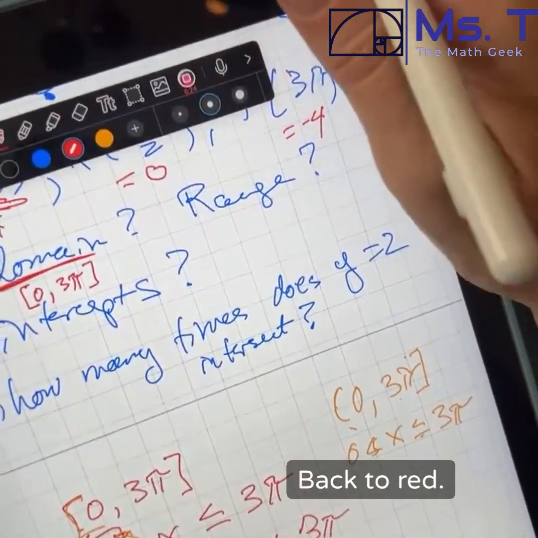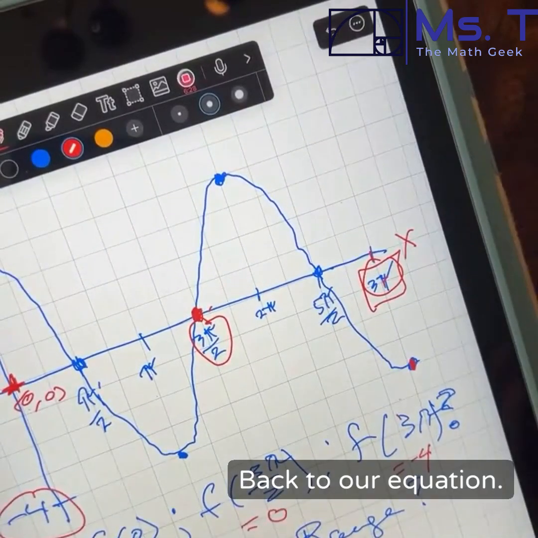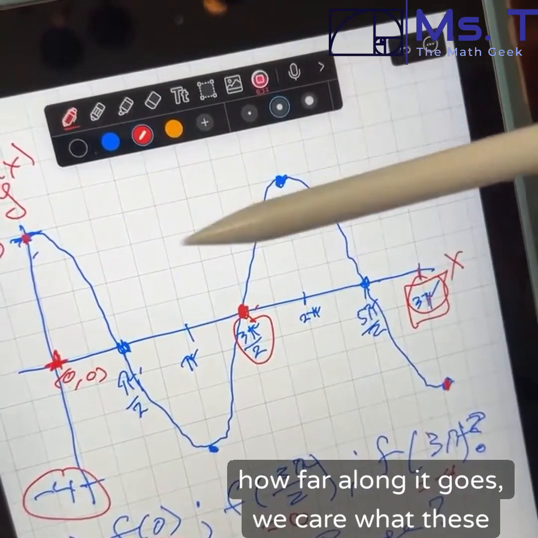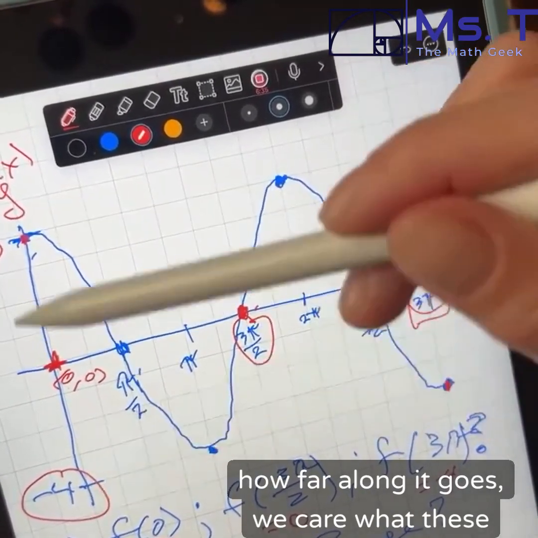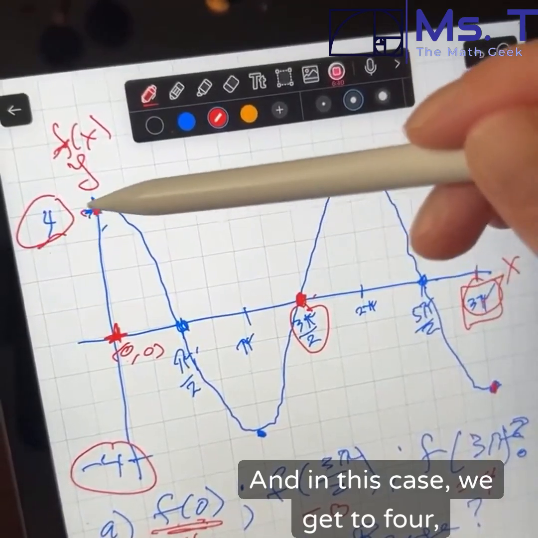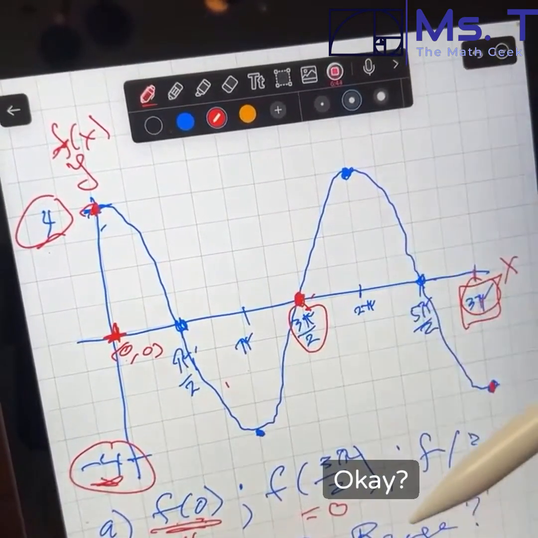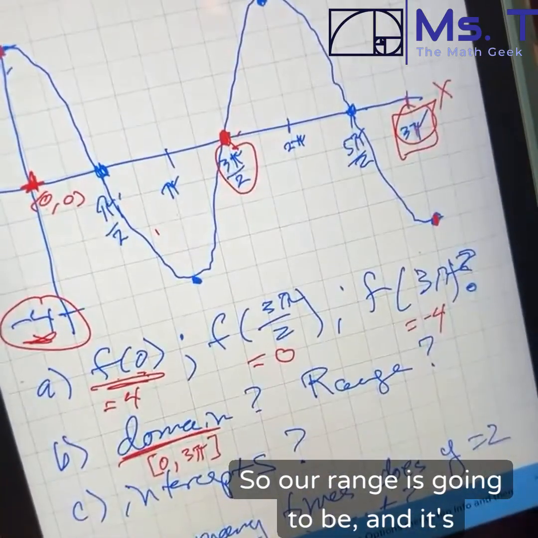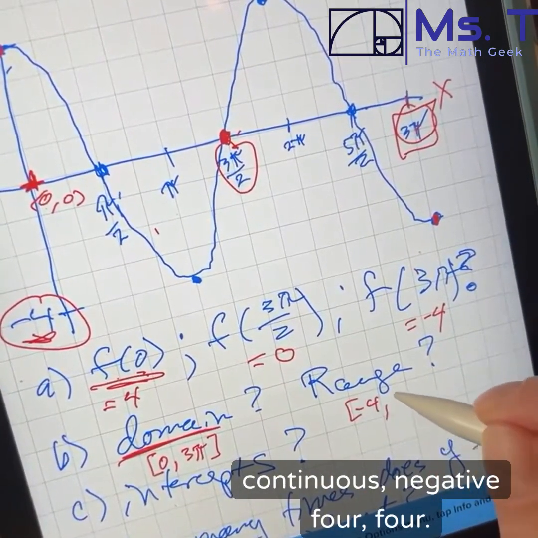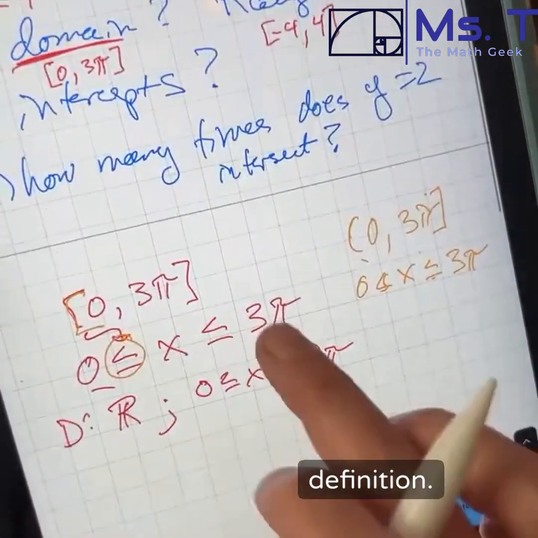Back to red. Okay, so what is our range? Back to our equation. The range of the y values. We don't care how far along it goes. We care what these bounds are. In this case, we repeatedly get to 4, and we also go down to -4. So our range is going to be, and it's continuous, [-4, 4]. And again, we use the brackets based on this definition.